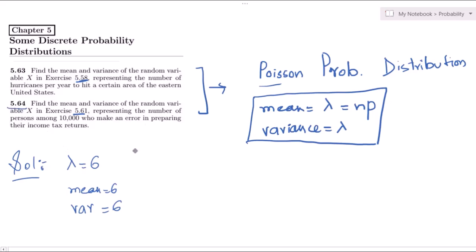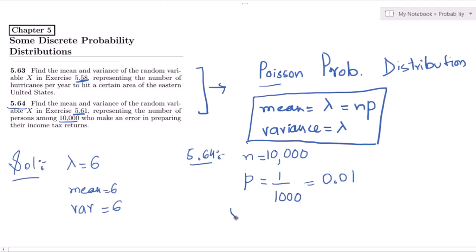In 5.64, we have to find the mean and variance of the random variable x in exercise 5.61 representing the number of persons among 10,000 who make an error in preparing their income tax returns. Here we are given the number of samples, which is 10,000. In the problem which we have previously solved, 1 out of 1000 persons were there, so the probability it had was 0.01.